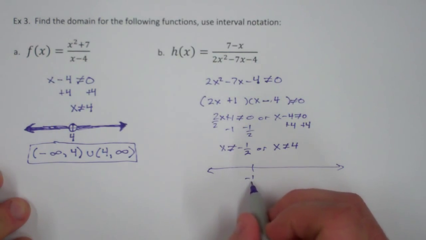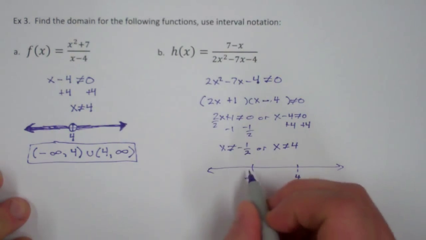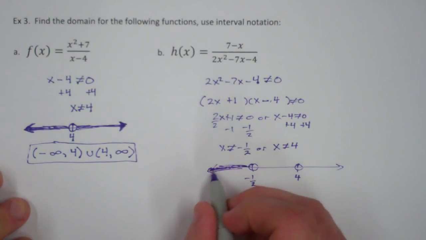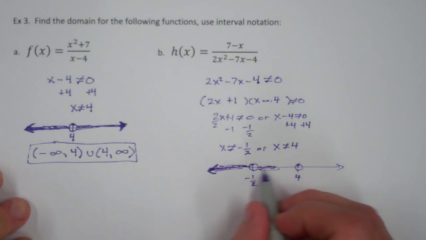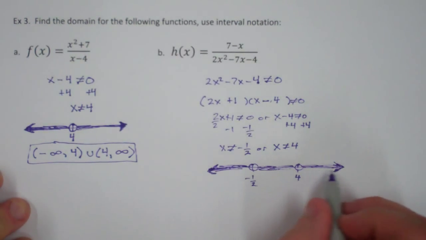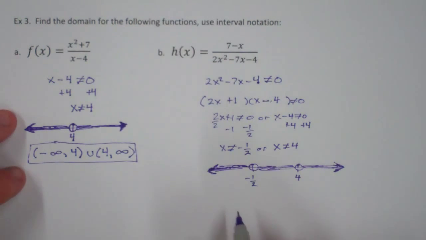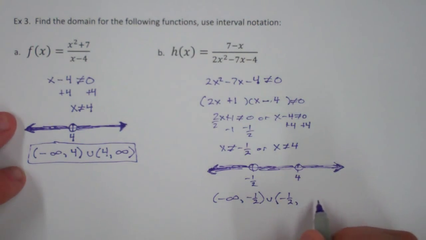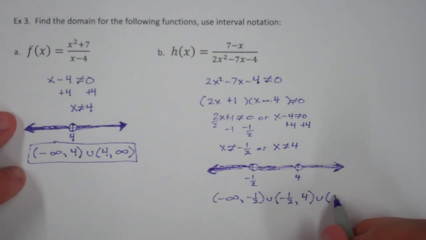Here's our number line. These values don't work. Everything else in the middle does. Left, middle, and right, I should say. So to write our interval notation, we're going to go negative infinity to negative 1/2, not including negative 1/2. Next stop is 4, and then 4 to infinity.